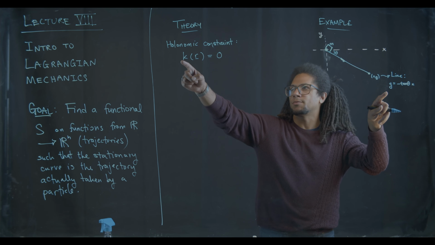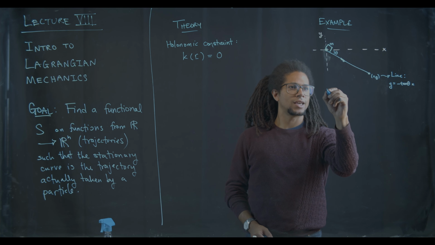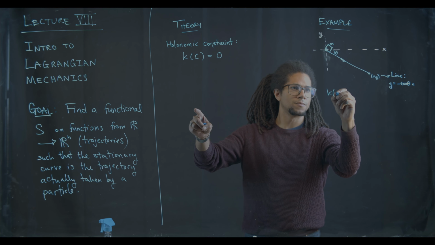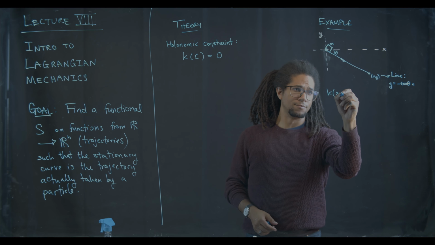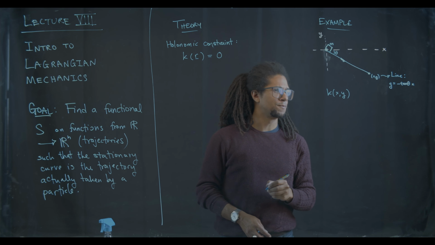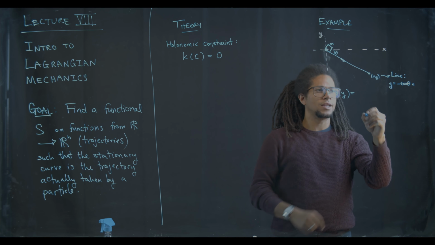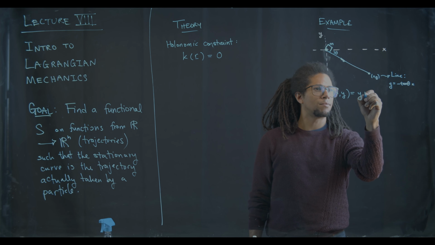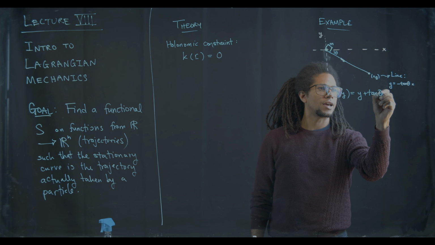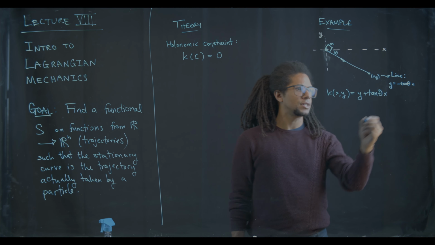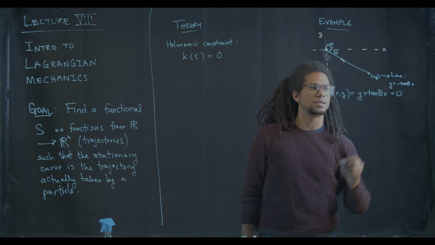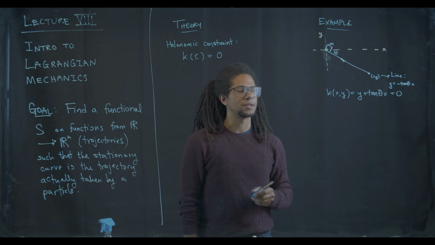So what could I take as my k function? Well, I could take k, which takes r, which is x and y in this example, and I can just move the tan theta to the other side. So it's y plus tan theta x. And this is always equal to 0 for points on this line.